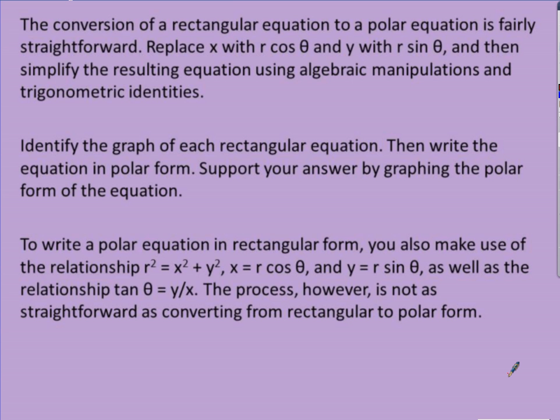To identify the graph of each rectangular form, you are going to graph it in polar form. Support your answer by graphing it also in polar form. When we need to write a polar equation in rectangular form, we also make use of the relationship that r squared is equal to x squared plus y squared. We also know that y is equal to r sine of theta, and we know that tangent of theta is equal to y over x. The process, however, is not as straightforward as converting from rectangular to polar form.